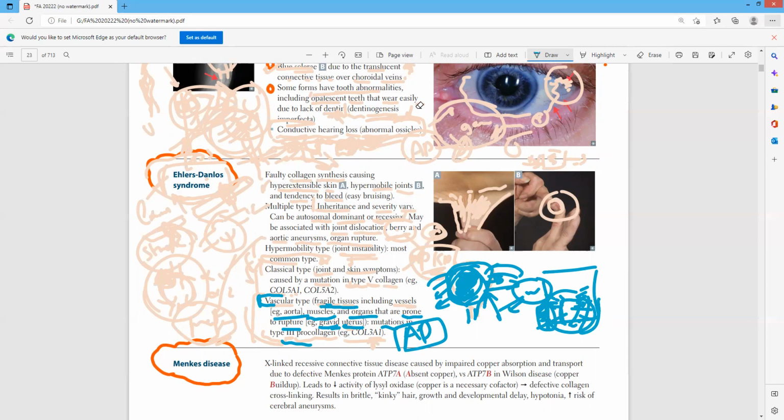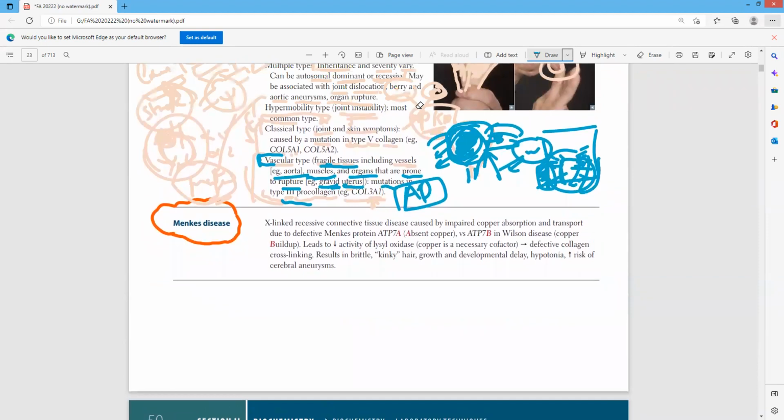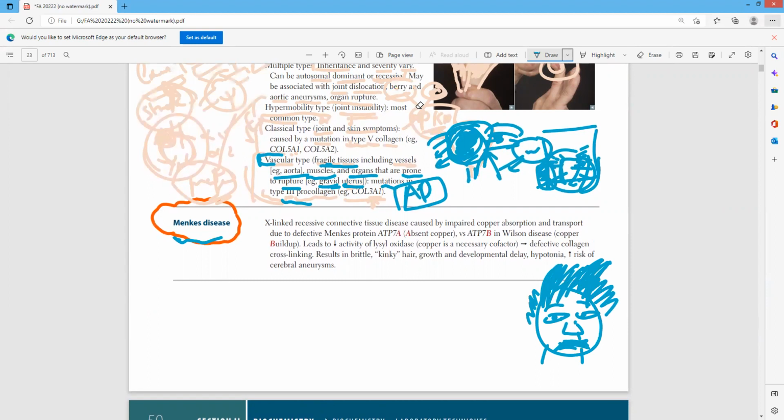Okay, see that for Menkes disease, you will see that boy, and remember it is a boy. Remember that boy, he's sad, he has Menkes disease. But this hair, you know that you will have this spiky hair, funky hair. This is a brittle hair. It's an X-linked recessive connective tissue disease.